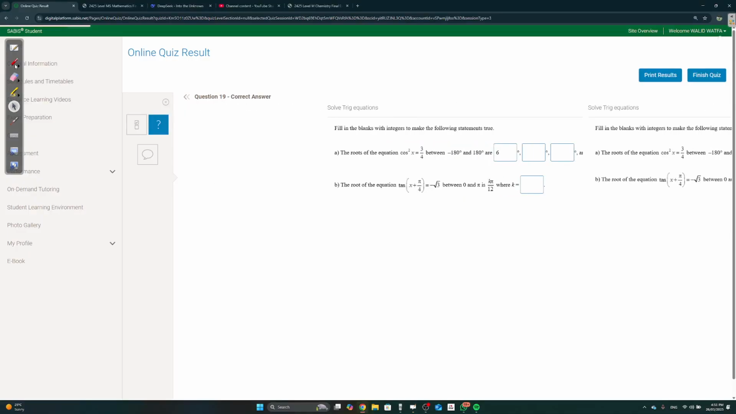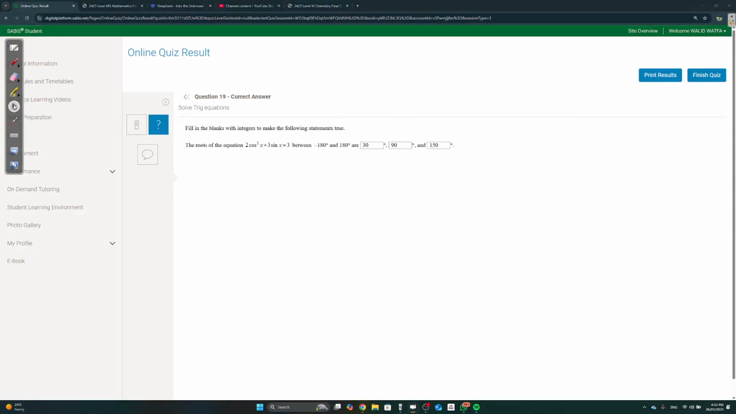Question 19, last question of this ugly chapter. I hate it so much. 2 cosine squared x plus 3 sine x equals 3. Oh, we solved this, no? It's the same thing. Okay, cosine squared. Remember, you have to manipulate it in terms of the value you have in the middle, because this one can't be changed. We can change the squares. So cosine squared we know is 1 minus sine squared x. So 2 into 1 minus sine squared x plus 3 sine x equals 3. 2 minus 2 sine squared x plus 3 sine x equals 3.